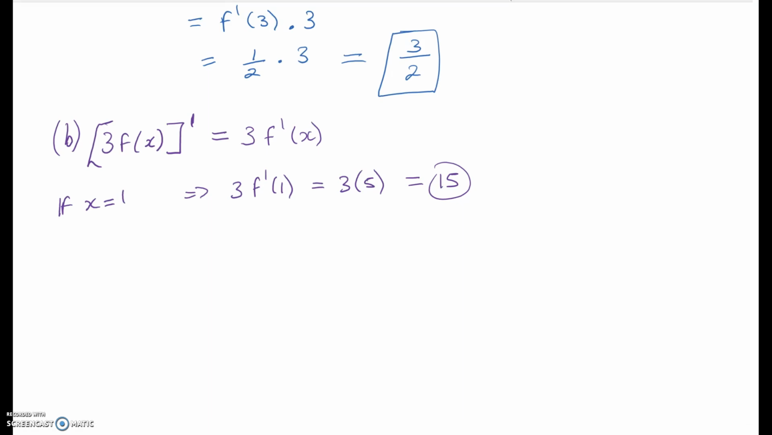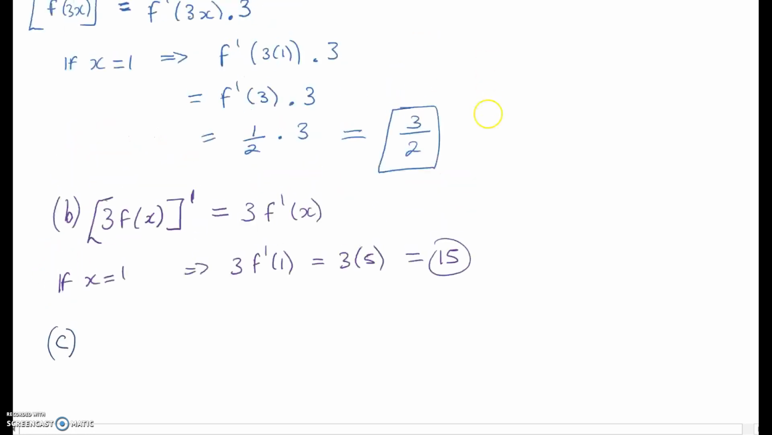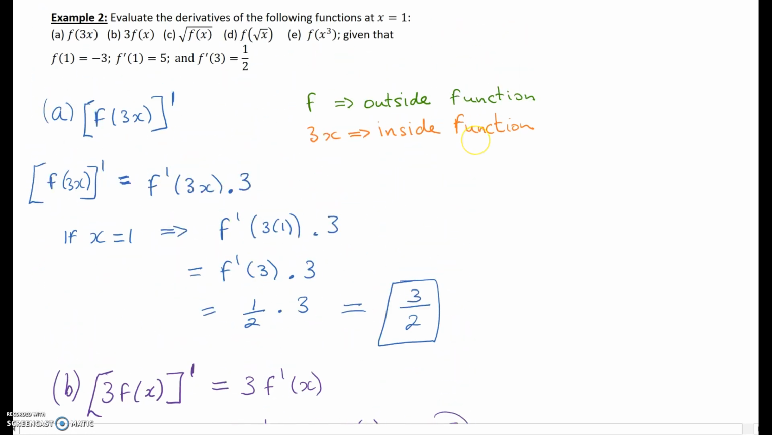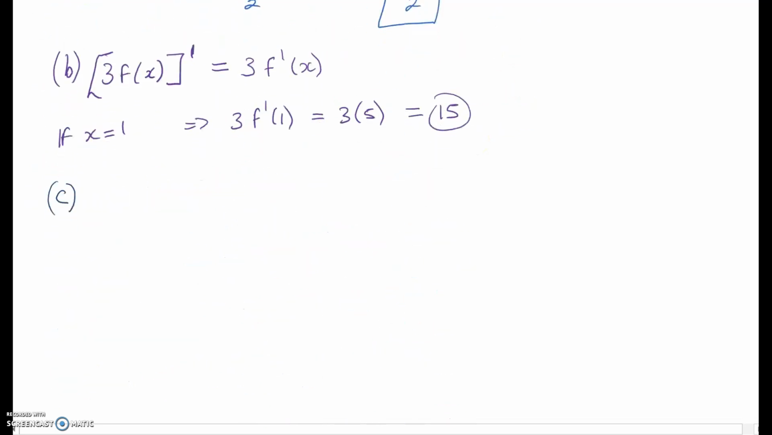Now let's move on to C. Let's go back up to see what C was. It was the square root of f of x. So we want to differentiate the square root of f of x.